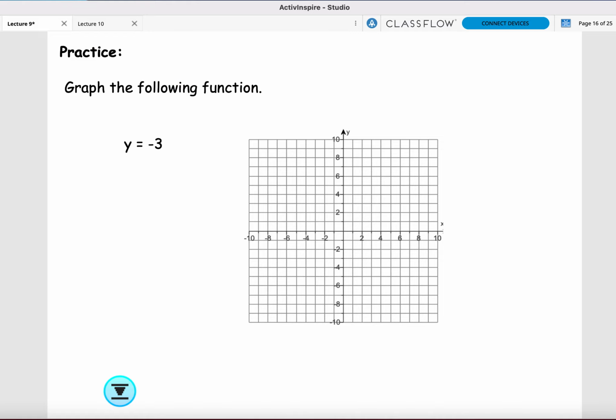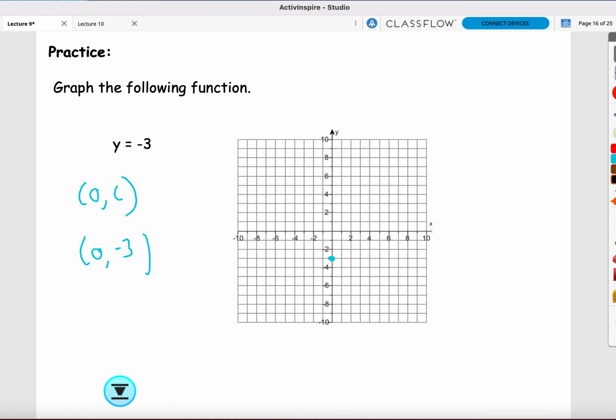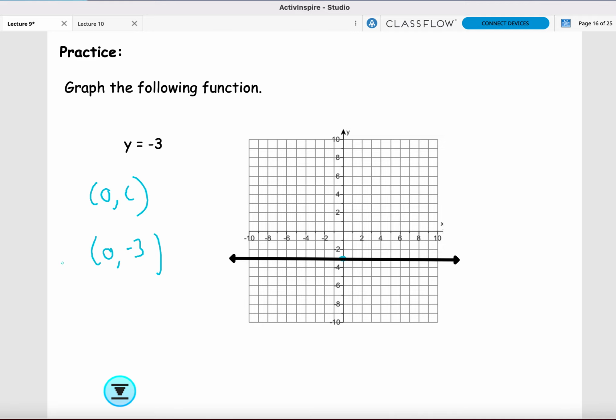Go ahead and give yourself a try on y equals negative 3. So think about the y-intercept. Y-intercept is 0, comma c, right? C is negative 3. So it'll be right here at negative 3. And it's going to be what kind of line? If you said horizontal, good job. Make sure horizontal means that it has 0 slope. So that's the y-intercept.